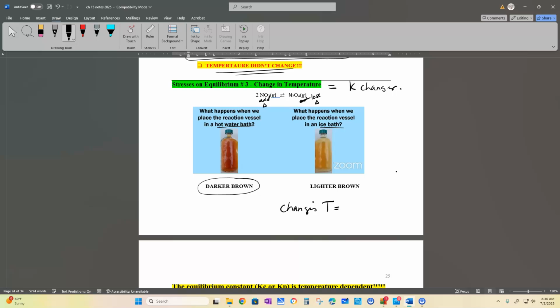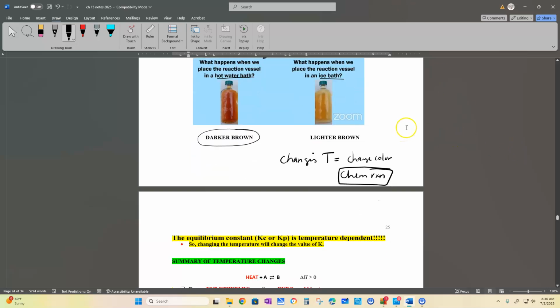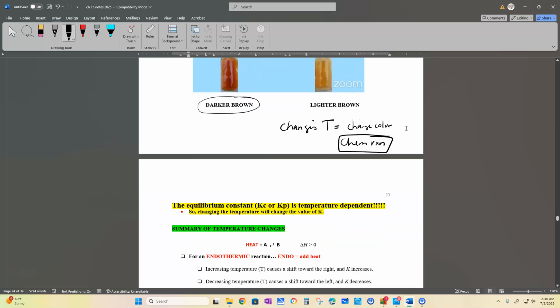Changing temperature can actually change color, which is called a chemical reaction, okay? Students always think, well, you still have the same thing. No, that's a phase change. If I actually change color, that's a chemical reaction, okay?